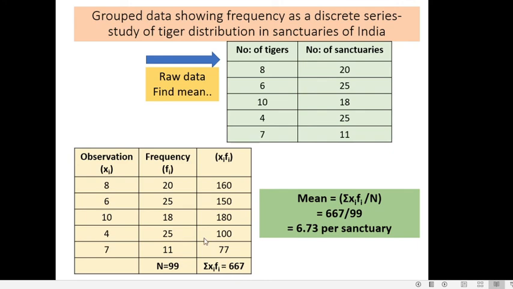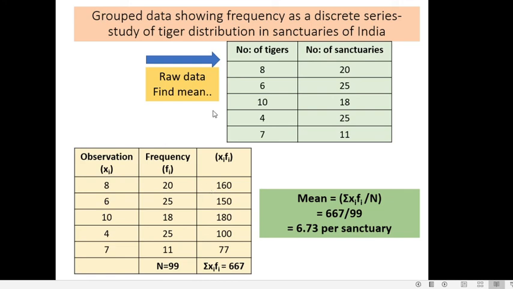Now, so total, how many observations are there? The total number of observations will be equal to the sum of the frequencies. So that is equal to 99. Because the study was conducted in 99 sanctuaries, of which 20 had a tiger population of 8, 25 had a tiger population of 6, 25 had a tiger population of 4, 18 had a tiger population of 10 and 11 with a tiger population of 7. So the total number of observations was 99, because 99 sanctuaries were under study.